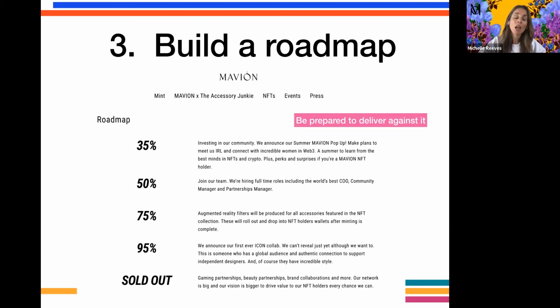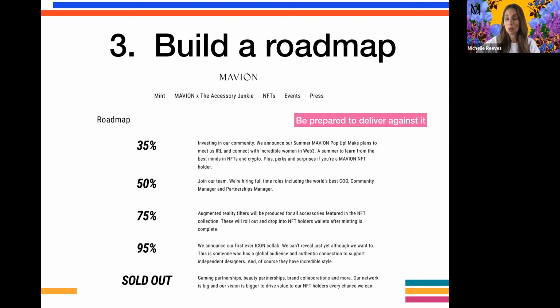So you can see here, we have a very specific roadmap for the mint. We had planned to have a long, slower mint so that we could onboard and educate new people into Web3. And so we highlight here at each stage of the mint, as we sell through 35% of it, what are we doing? We're investing in our community. We're having a Mavion pop-up for the summer to educate and connect people to come together. And that's exactly what we're doing.